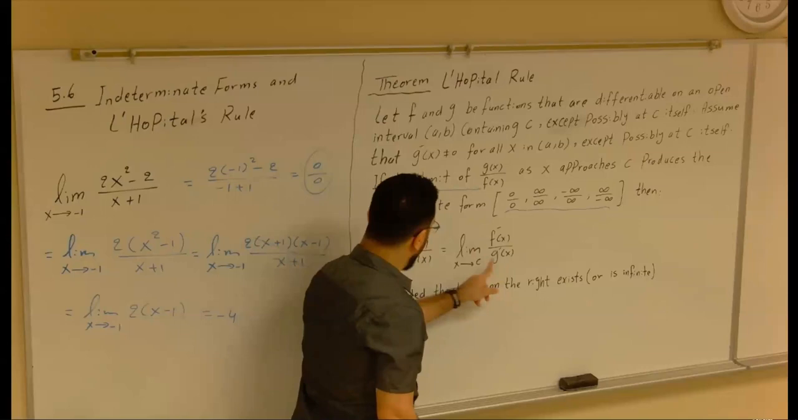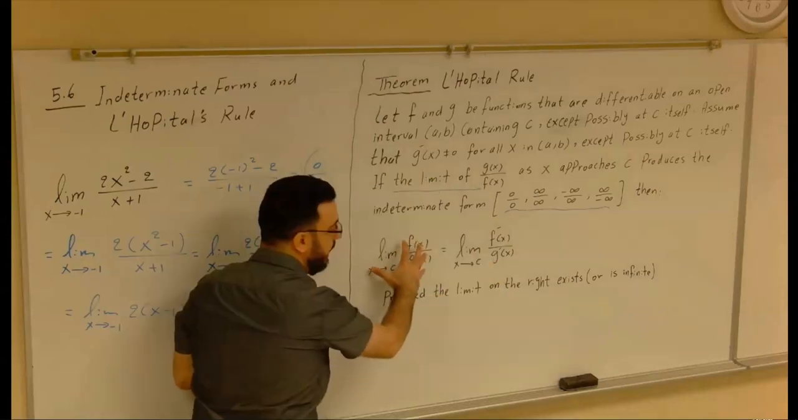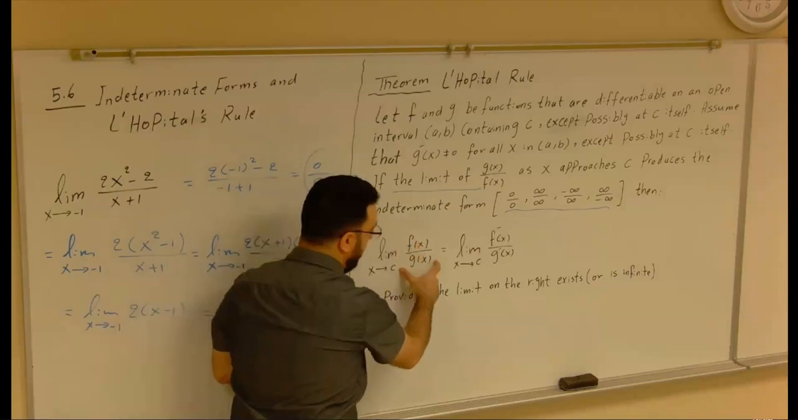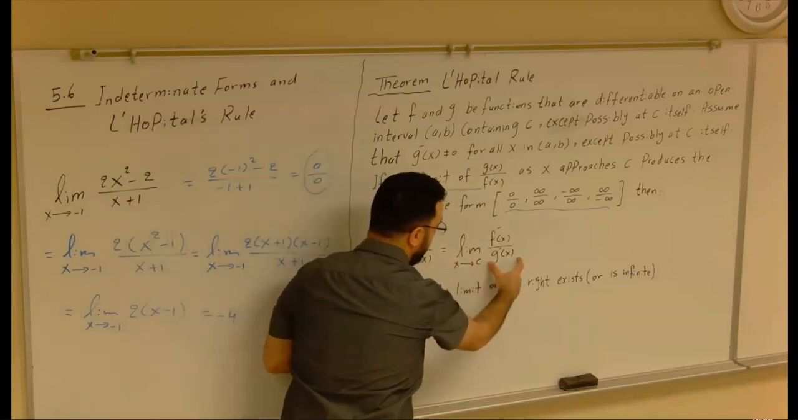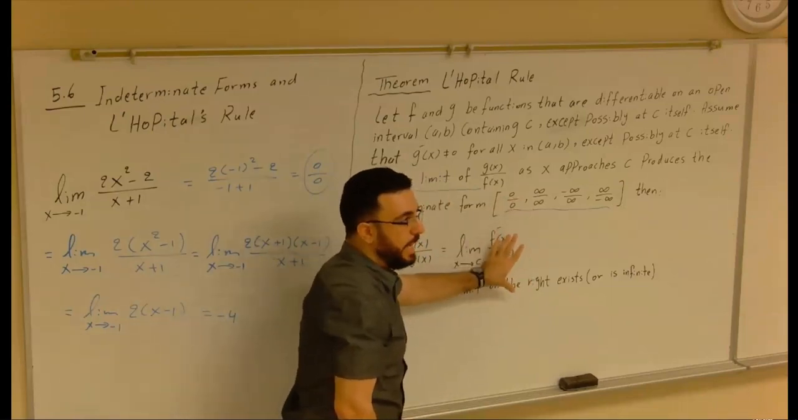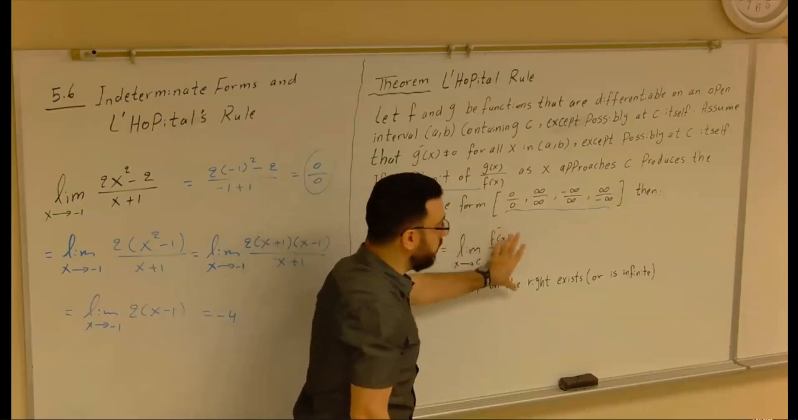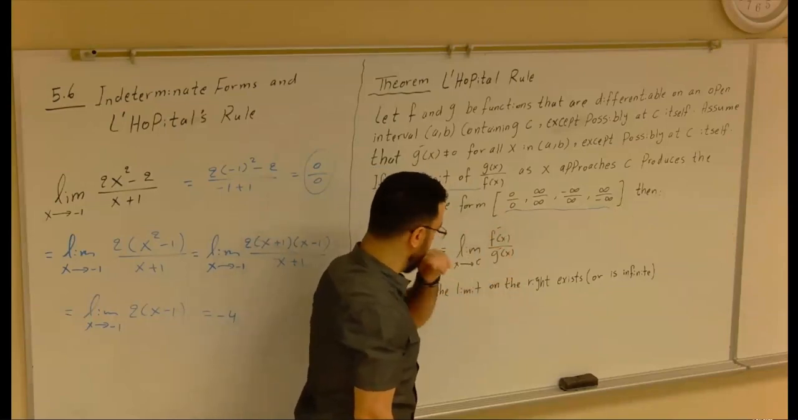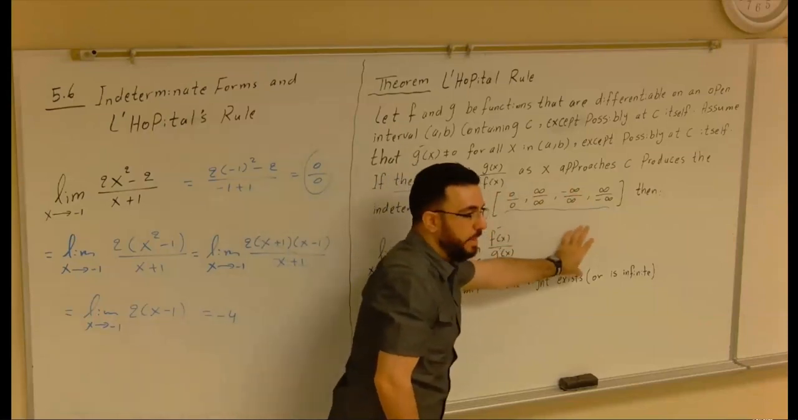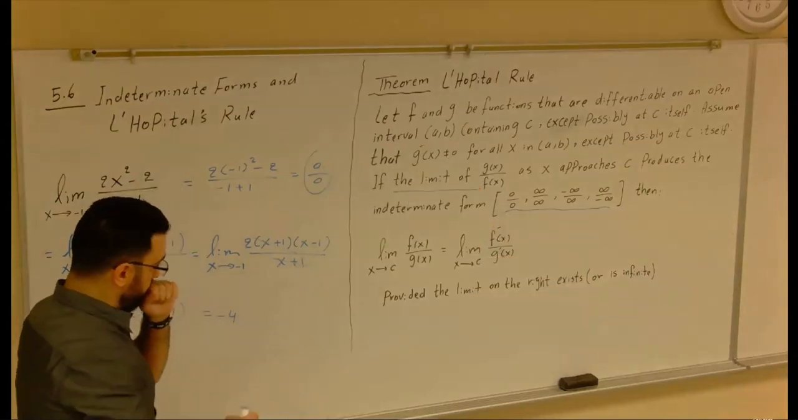So that means instead of finding the limit here, I'm going to find the derivative of f of x and the derivative of g of x, then I'm going to check to find the limit for the new quotient. And again, if for the new quotient you get one of these four forms, you're going to go again and use L'Hopital's rule again, and keep going until you find the limit for the function. We're going to check that with an example.